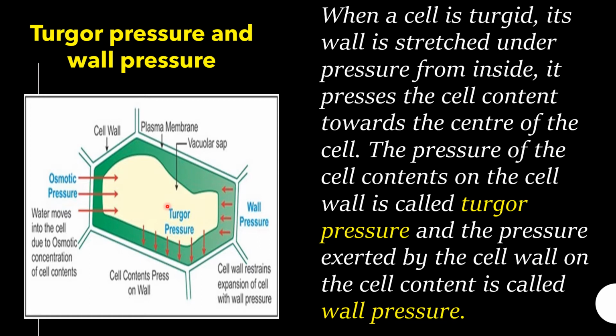Then what is wall pressure? It is just opposite to turgor pressure. The pressure exerted by the cell wall. The cell wall is applying a pressure on the cell contents. That is called wall pressure.